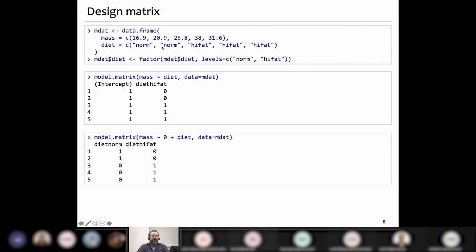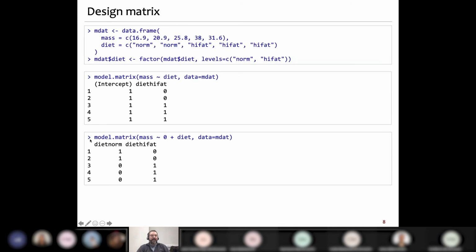What we use is a function factor. We turn a variable into a factor. This is not really a place to teach you about factors in R. If you are not familiar with this, I strongly recommend reading a tutorial about it. But very briefly, a factor is a categorical variable with a few possible values, or levels, as they are called in R. And these levels have a specific order. So our diet is a factor with two possible levels, norm and high fat, and the norm is our reference.